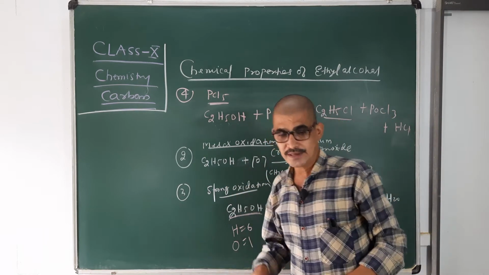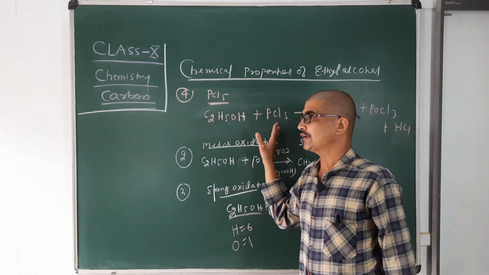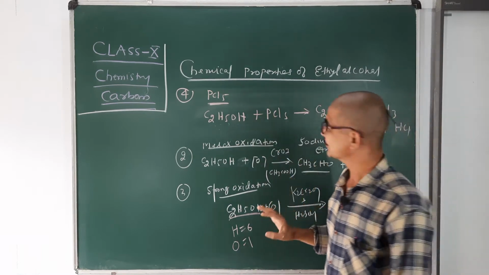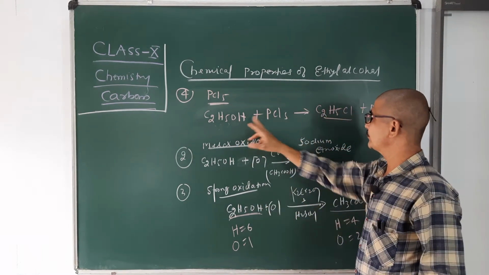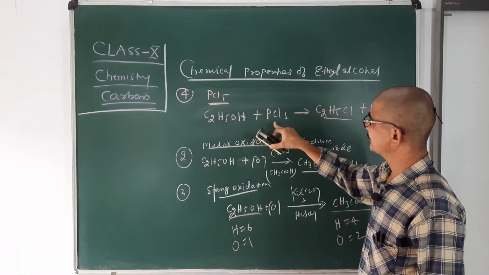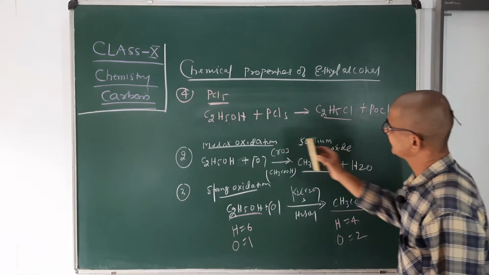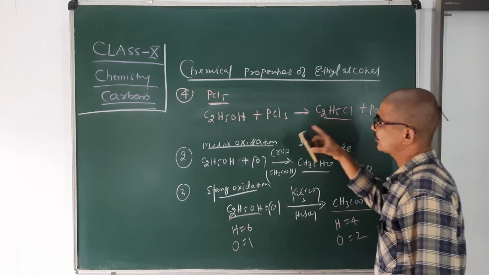So PCl5, phosphorus pentachloride, has the ability to remove the OH group from alcohol. So the OH group is removed from alcohol with the help of PCl5. So this is called ethyl chloride, and now it is called ethyl alcohol.